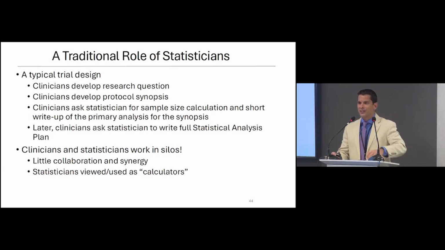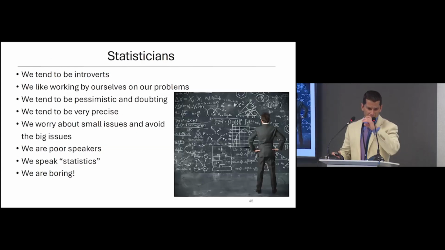And then later the clinician comes back and says, okay, I'm ready for the full statistical analysis plan. I got my funding or whatever. And that's kind of the way it works. It's the clinicians and the statisticians working in silos. There's no collaboration, there's not the synergy there, and the statisticians are regarded as calculators. And you can't use that mold, that approach, in an adaptive platform trial.